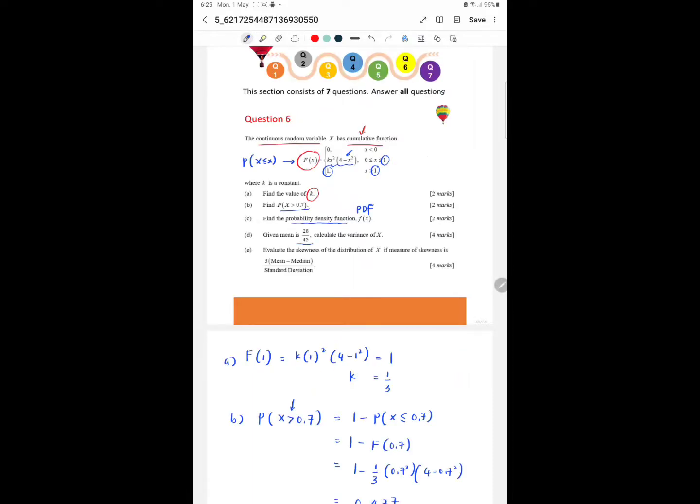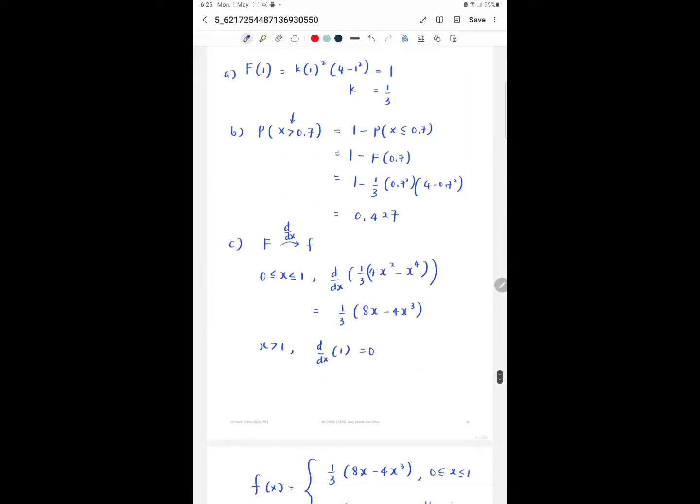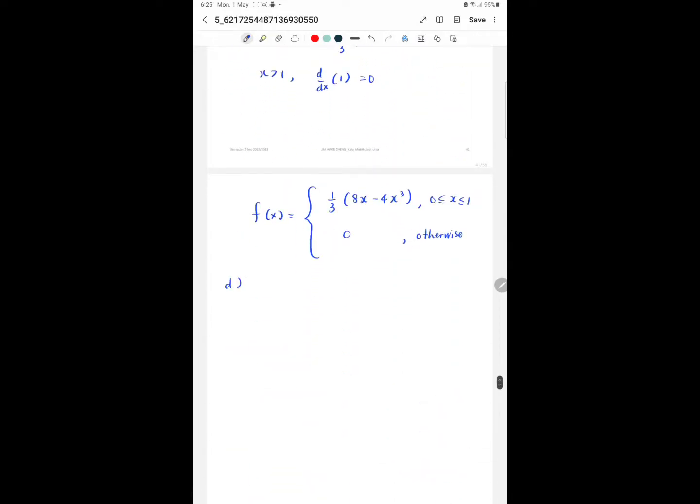Question D, given the mean, calculate the variance. Alright, so variance, we are going to calculate the variance here, question D. So since mean is given, so we just need to find EX square. Make sure we integrate from 0 to 1. X square times with f(x). f(x) we already find here. So 1 over 3, 8x minus 4x cubed dx.